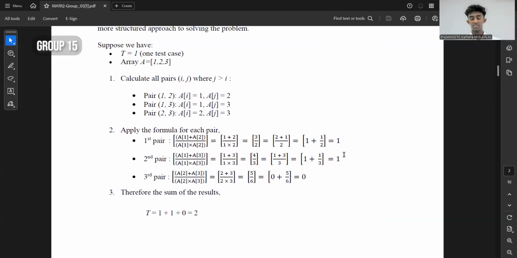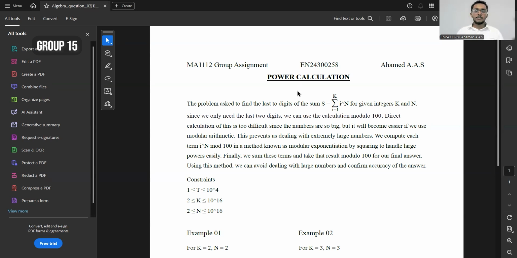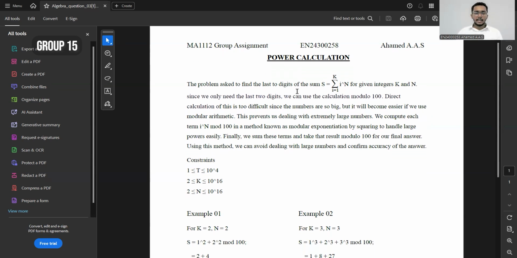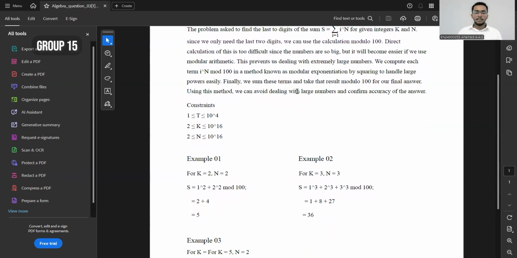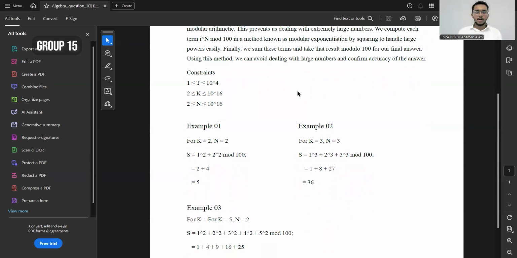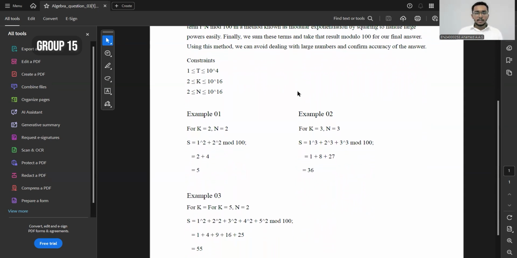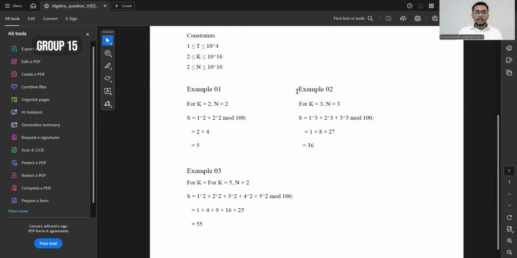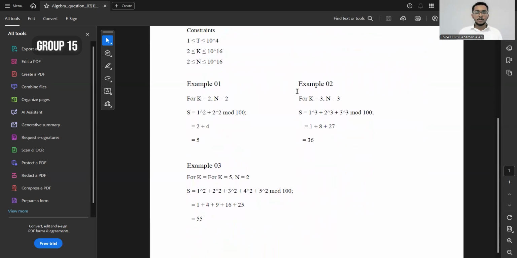to the power 9. We use modular arithmetic, specifically modulo 100, to simplify the calculation and avoid handling extremely large numbers. The key method used here is modular exponentiation by squaring, which efficiently computes i to the power n mod 100. After calculating each term in this form, we sum the results and again take modulo 100 to determine the final value. This approach ensures accuracy and reduces computation difficulty.